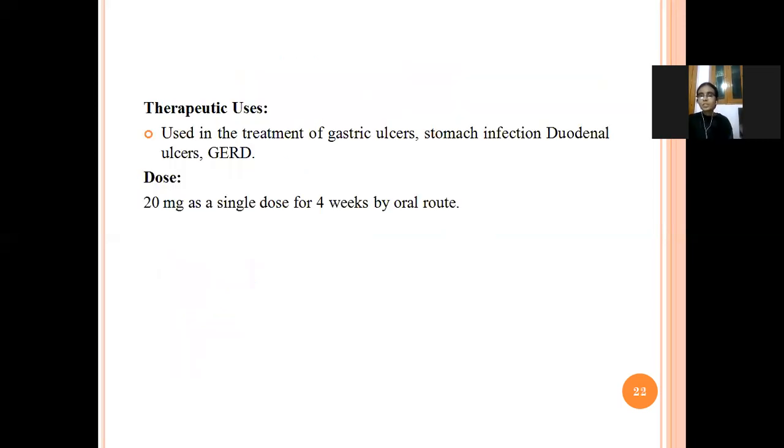Next uses, it is used in the treatment of the stomach infection, duodenal ulcers, and GERD disease. And the dose is 20 mg as a single dose for 4 weeks, which we should take through the oral route of administration.